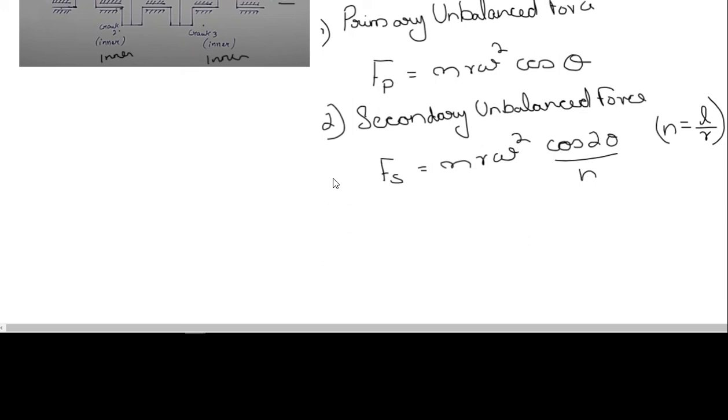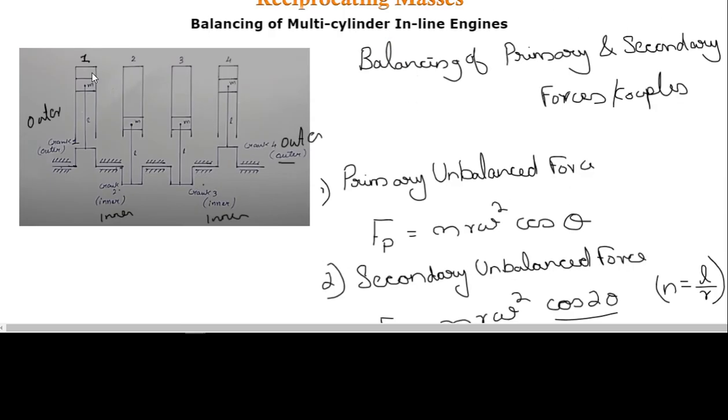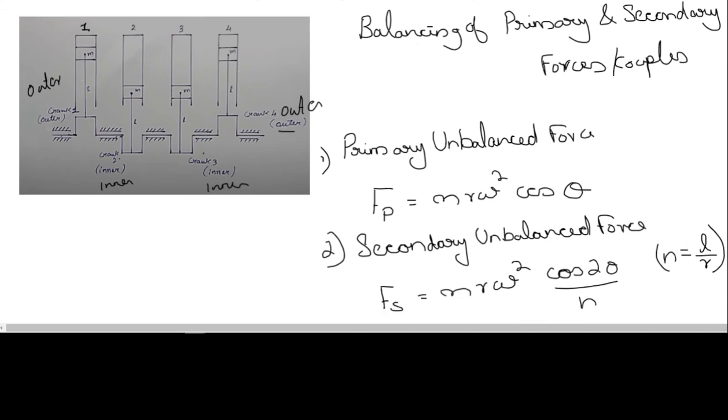So since there is primary unbalanced force, and since these cranks are acting at different planes, there will be couples associated with it. How do you find those couples? Like we did on rotating masses, we have to consider any one of these as a reference plane. Let's say one is the reference plane, then everything to the right will be positive, everything to the left will be negative.